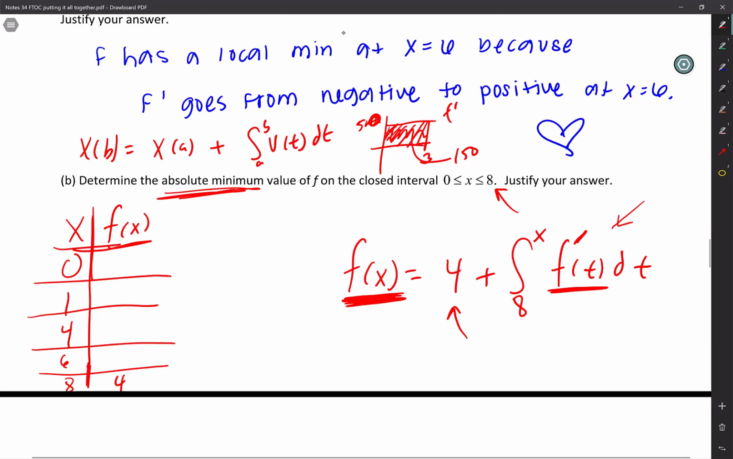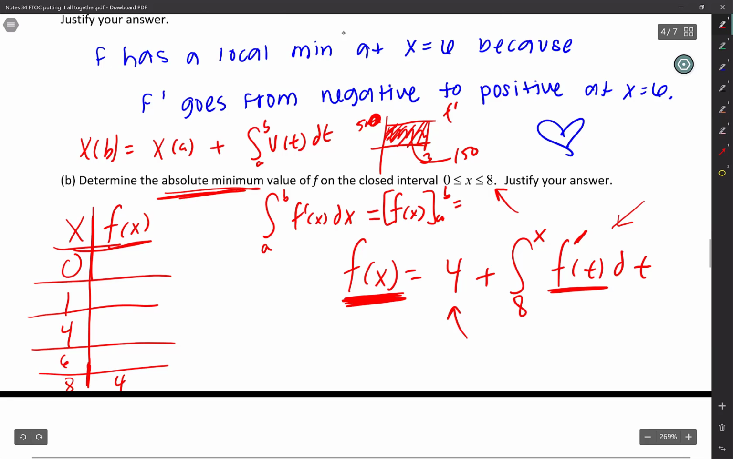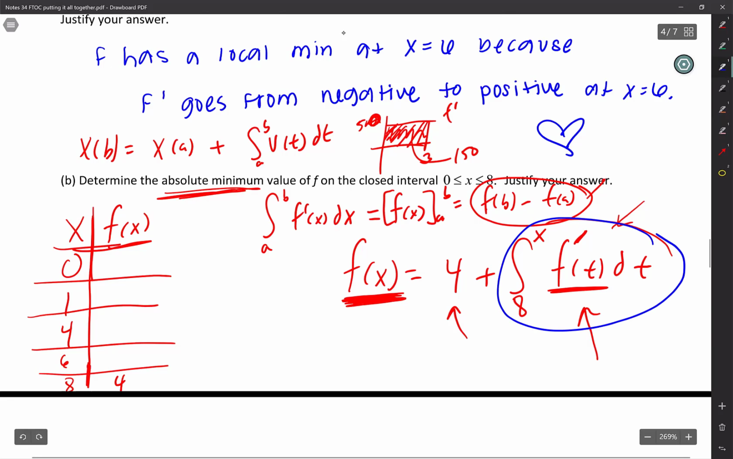Okay, I think you'll get it this way. If I go A to B of F prime of X dx, what's the antiderivative of F prime? F? Yeah, it's not a trick question. I'm not tricking you, Miss. F. And then I just evaluate F of X from A to B. So that just means F of B minus F of A. Well, isn't that just telling me how much F has changed? Yes. That's all I'm doing, Miss. This right here, all this that I'm circling in blue, is telling me how much F has changed from 8 to some value X.